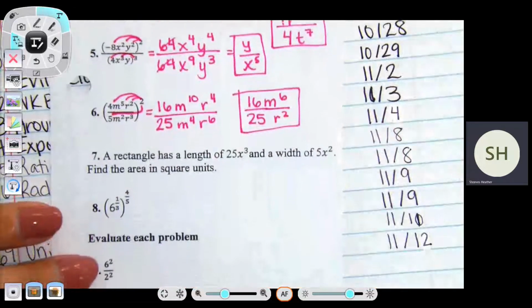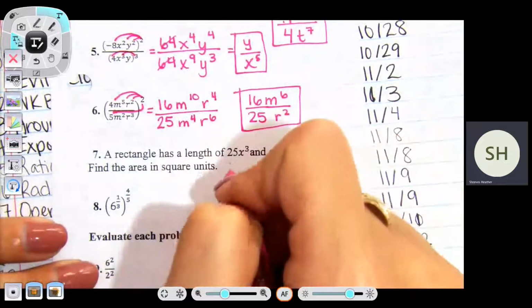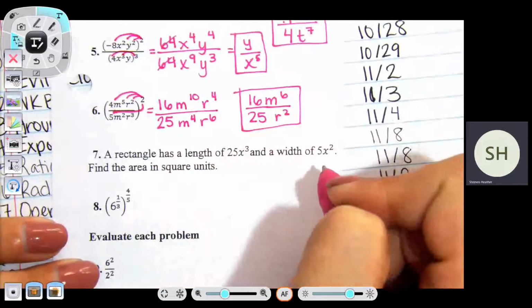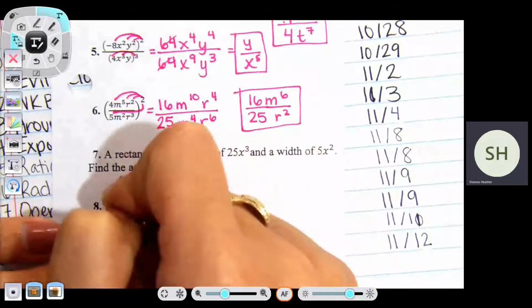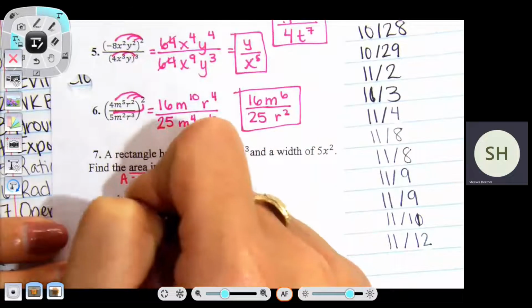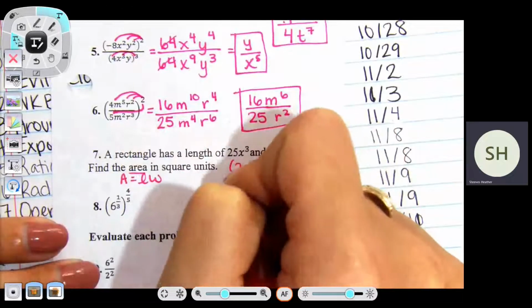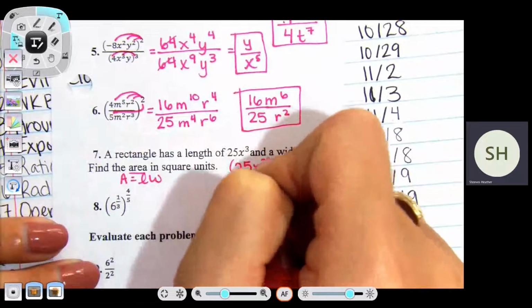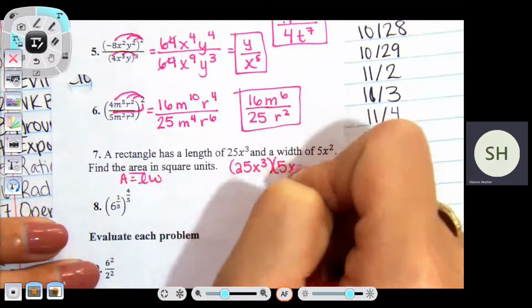7 says a rectangle has a length of 25x cubed and a width of 5x squared. Find the area. To find area, it's area equals length times width. So you're doing 25x cubed multiplied by 5x squared.